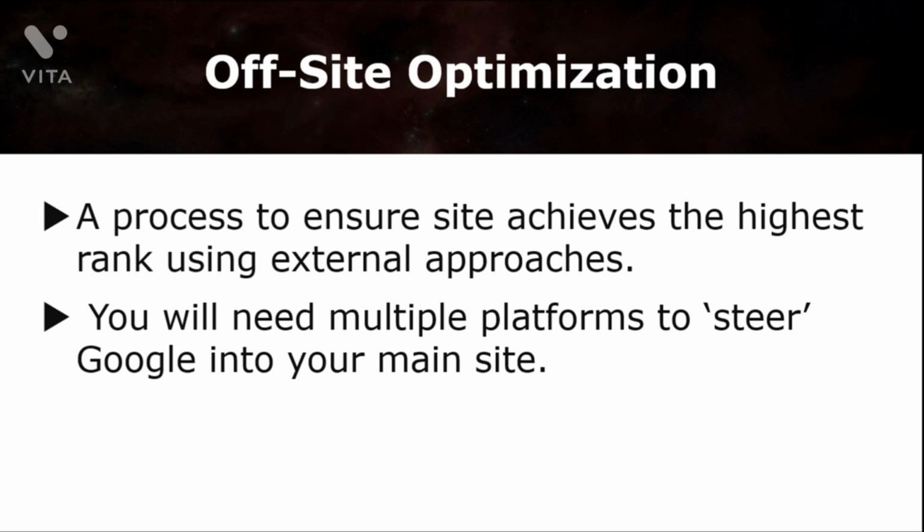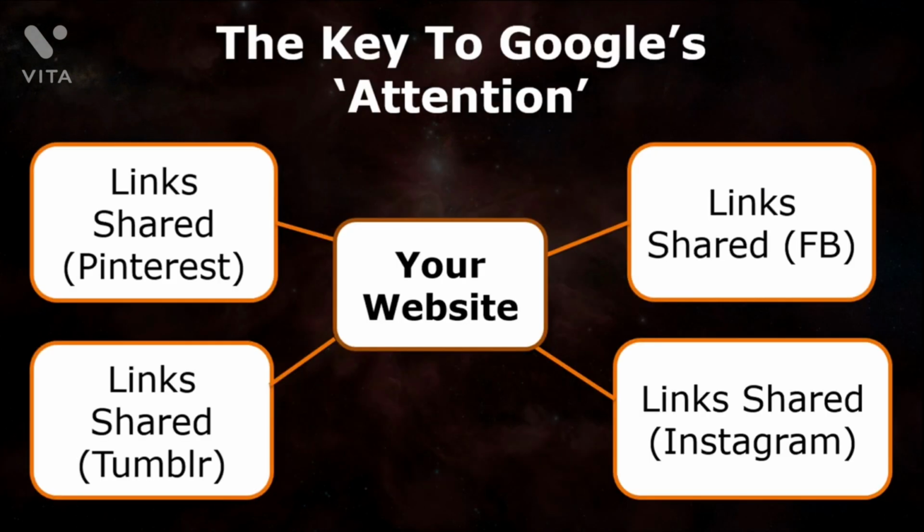Let's move on to the second agent, which is the off-site optimization. Off-site optimization is a process of ensuring your site achieves the highest rank using external approaches. Simply put, it's not optimized within your site. You'll need other sites, multiple platforms, to steer Google into your main site. Now, how does that work? Well, the key to Google's attention is through links. You see, the more links are being shared on multiple pages, the more important your site will look to Google.